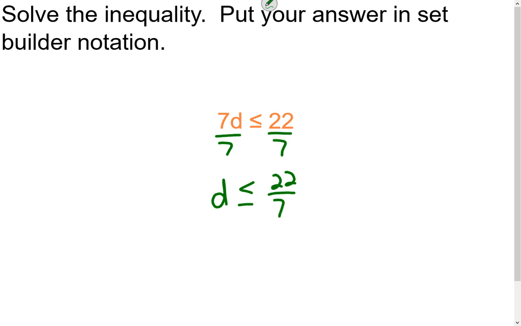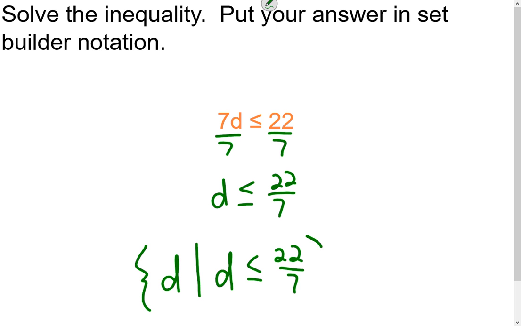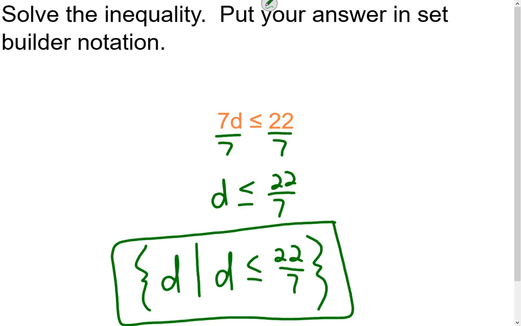It stays as is. Now, to put it in set builder notation, just like we did before, our little squiggly parenthesis, the variable, such that, and now here are all of our solutions. Anything that's less than or equal to 22 sevenths. And there, again, is our final answer in set builder notation.